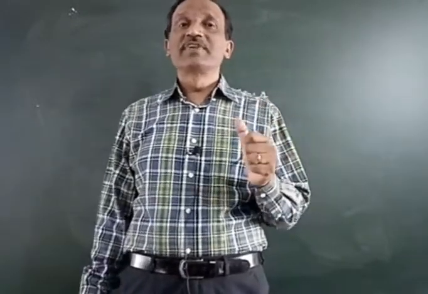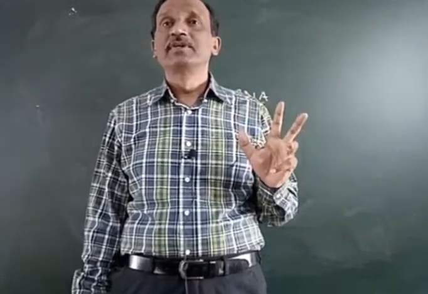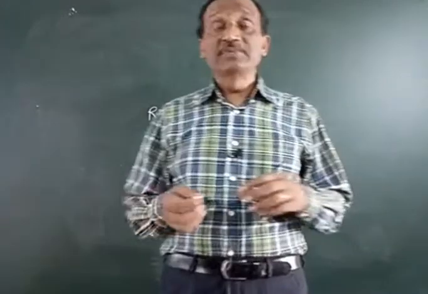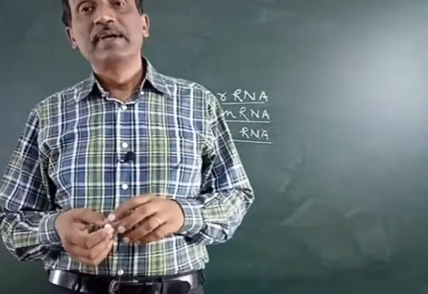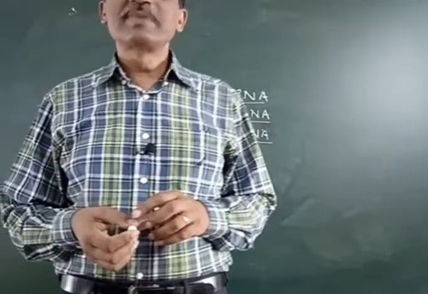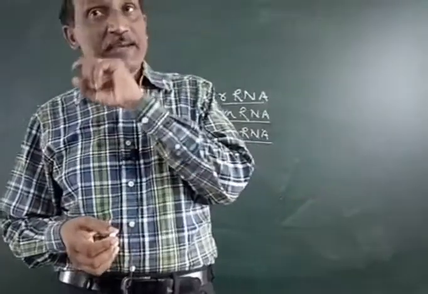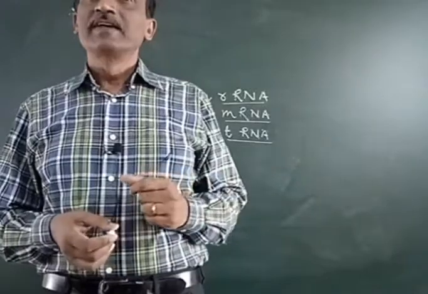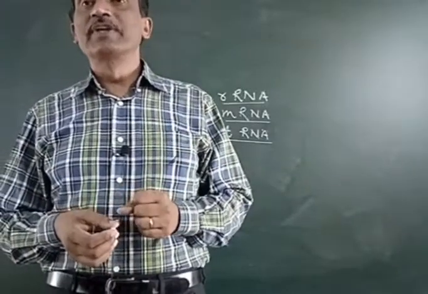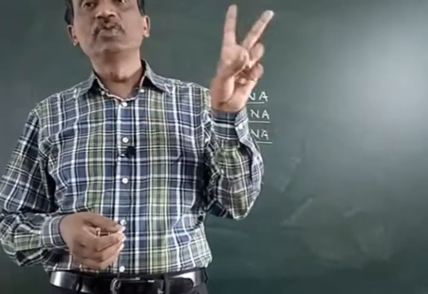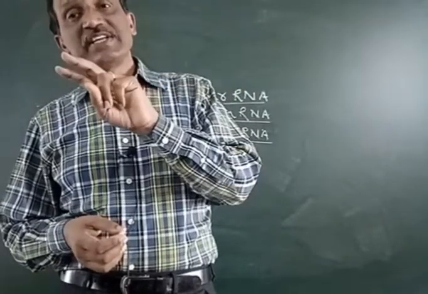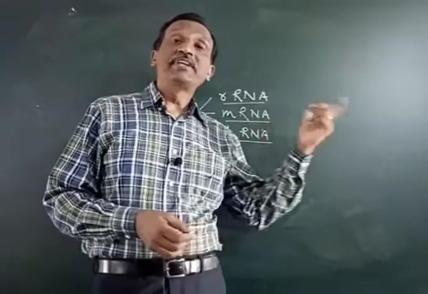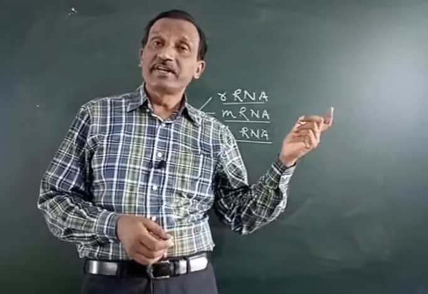So the name was given as one gene, one protein. But later on we came to know that a protein is very often a very large molecule, and it may not be necessary that the entire protein will be made by one single gene. Consider a molecule of hemoglobin. It has two alpha and two beta chains. Now alpha chains are made by one messenger RNA, and beta chains are made by a different messenger RNA.